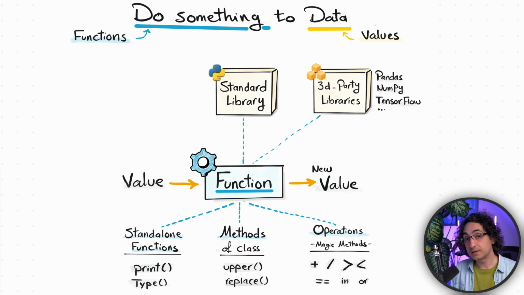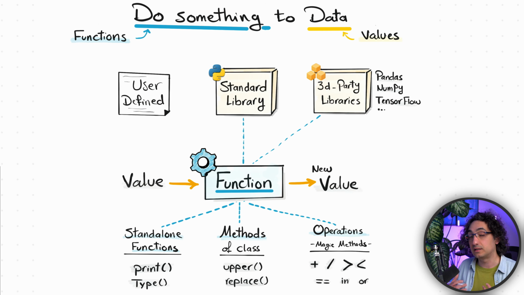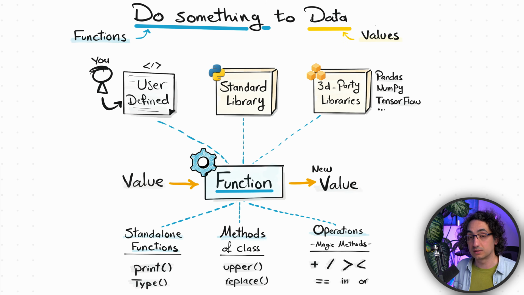And now we come to the third source of functions. We have the user-defined functions. It is something that you code and create on your own in order to do something to our values. So those are the different types of functions and the different sources of functions. And now we can understand one more very important thing about the standalone functions and methods and what this has to do with the data types.